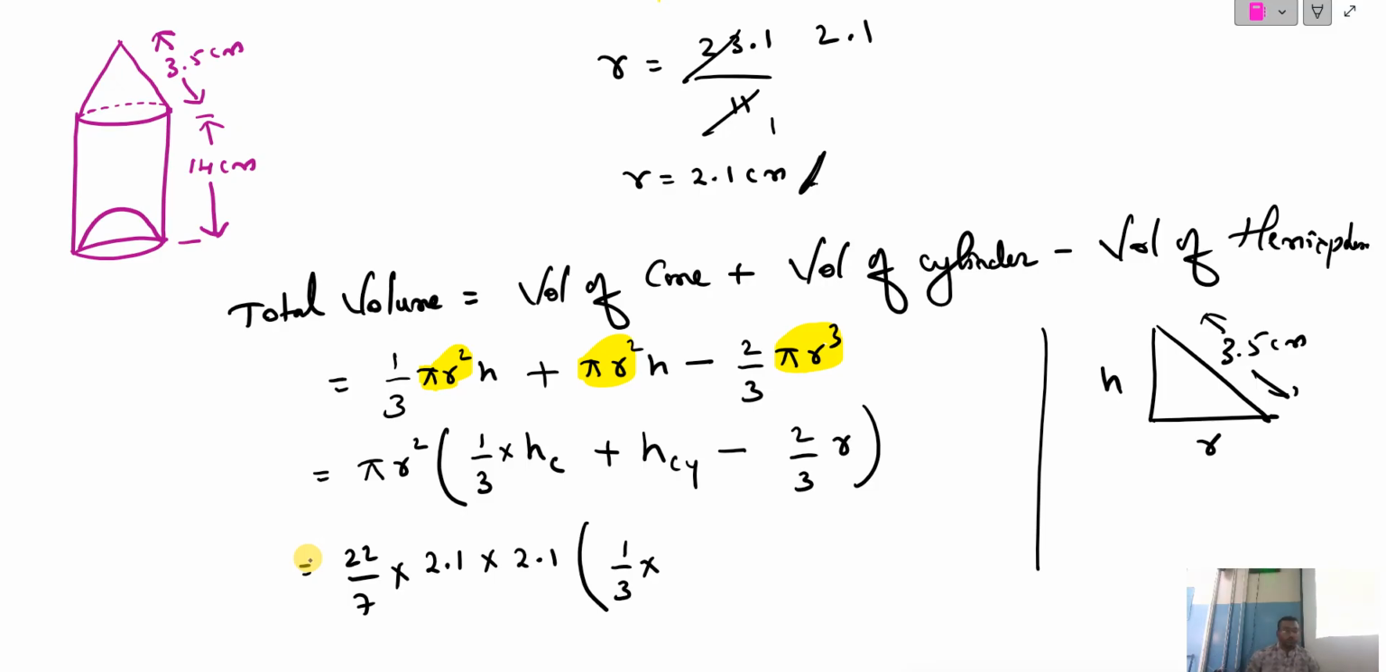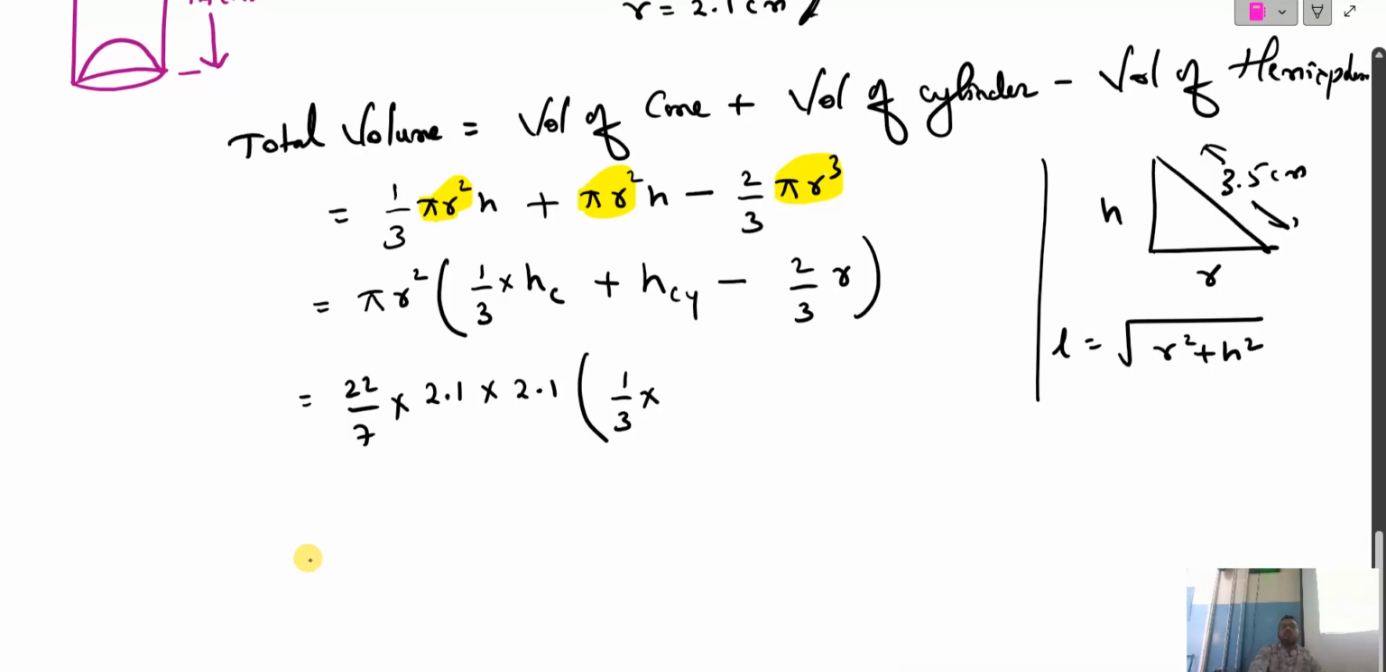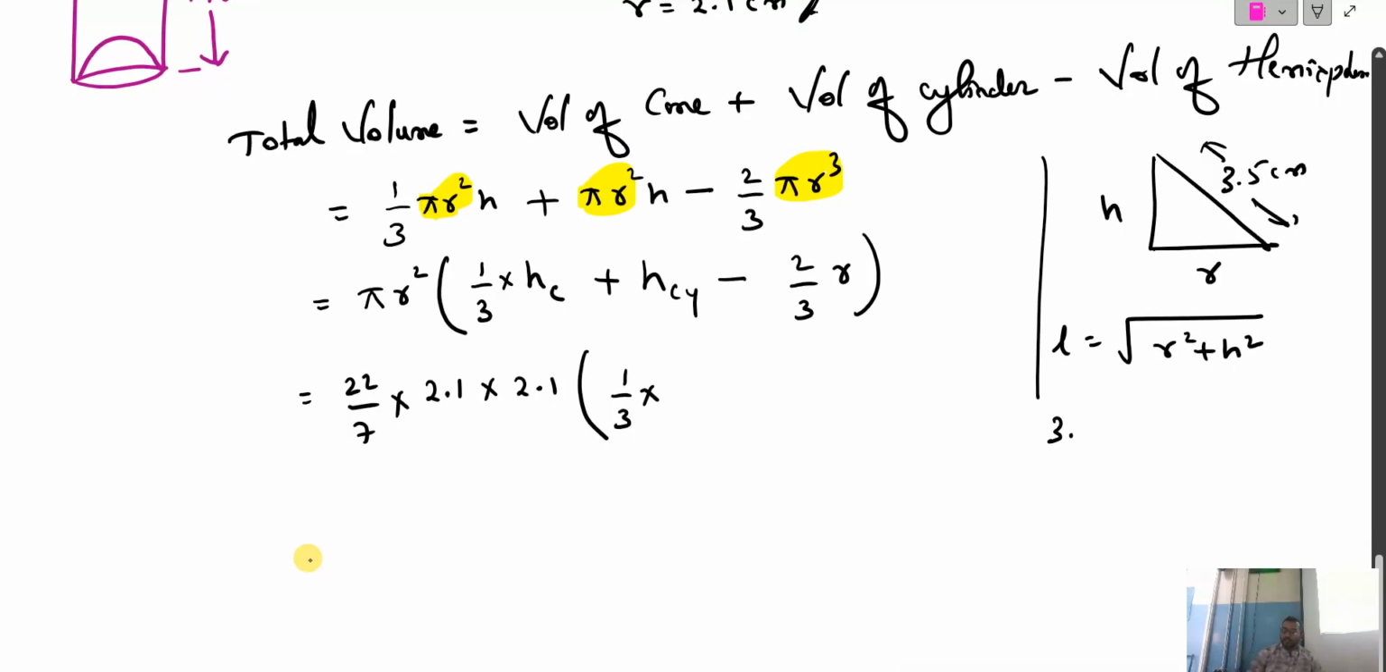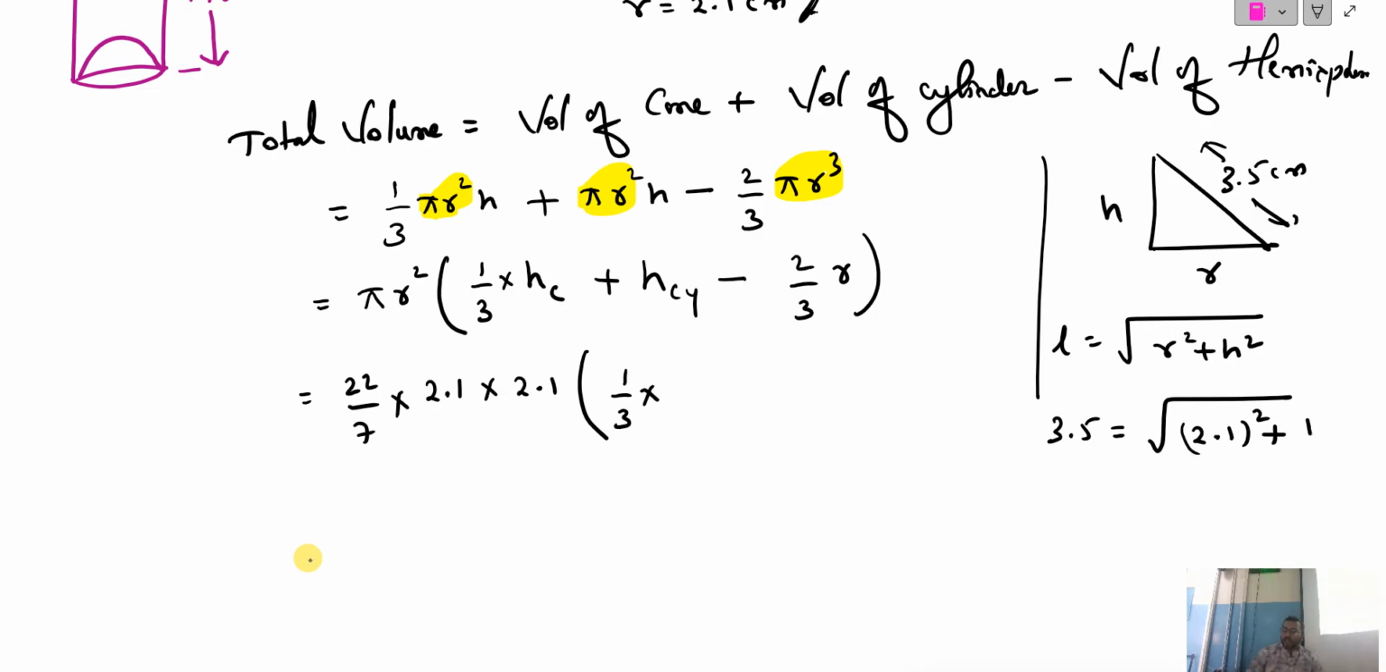Understood? Now we have the formula l equals root of r square plus h square. Now what is l? 3.5 equals root of radius 2.1 square plus height, which we don't know, h square as it is. Now square root shifts to the other side, it becomes 3.5 whole square. Square root comes this side, it becomes whole square. Square goes that side, it becomes square root. Clear? So 3.5 square equals 2.1 whole square plus h square.